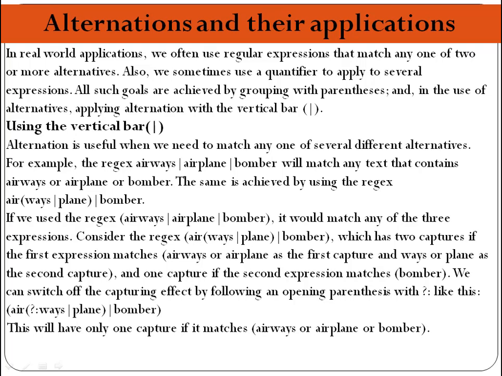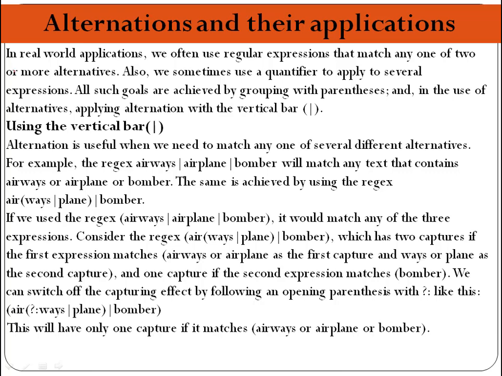Now the next topic is alternations and their applications. In real world applications, we often use regular expressions that match any one of two or more alternatives. Also, we sometimes use a quantifier to apply to several expressions. We'll be looking at the examples. All such goals are achieved by grouping with parentheses and, in the use of alternatives, applying alternation with the vertical bar. So the pipeline symbol over here.